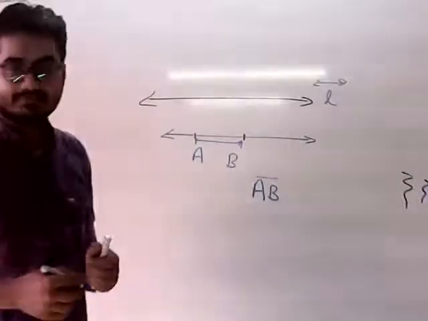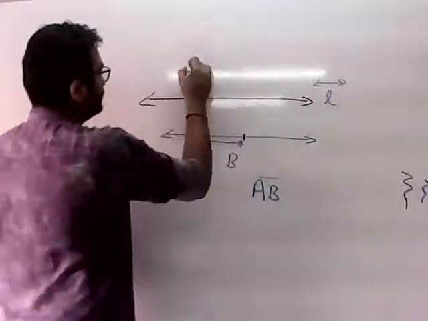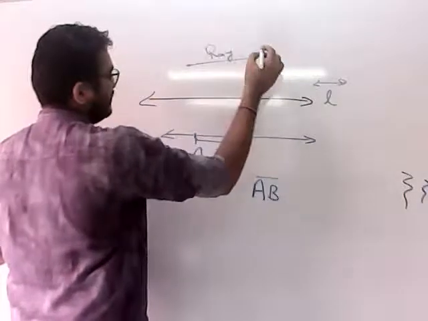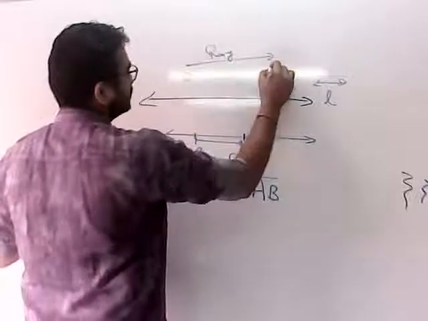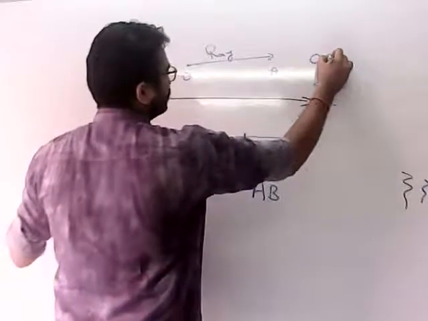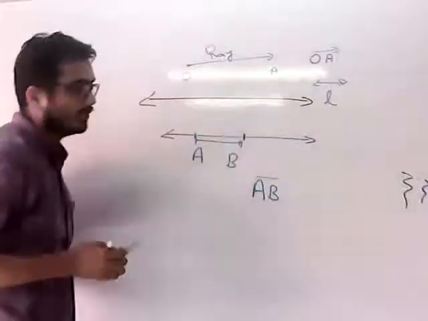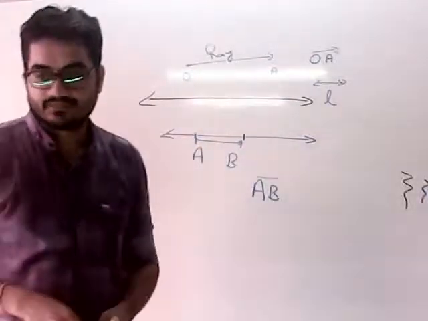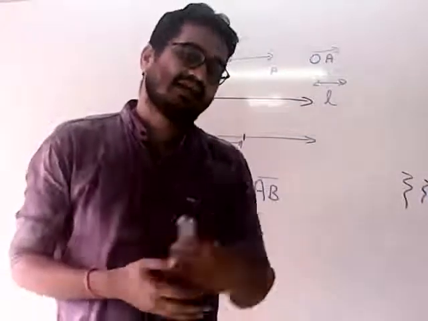The third one is the ray. A ray has one end point. A ray can be denoted as, this is O and this is A, so this can be denoted as OA. One side endless. So a line is both side endless, a line segment has no endless side, and a ray is one side endless.